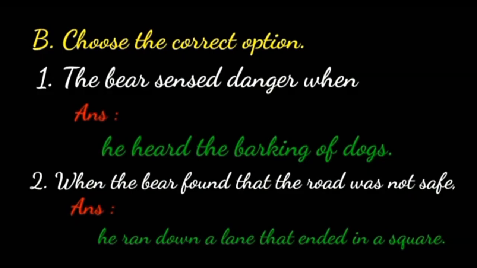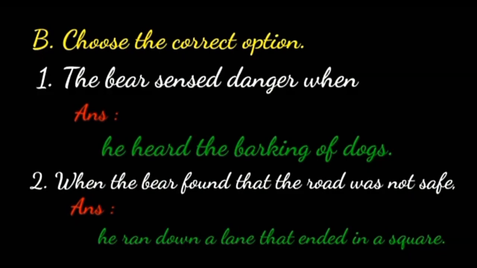How did the bear sense danger, children? Because the bear was really scared. Dogs were barking, bursting out from everywhere. So the answer is he heard the barking of dogs. The answer is he heard the barking of dogs.